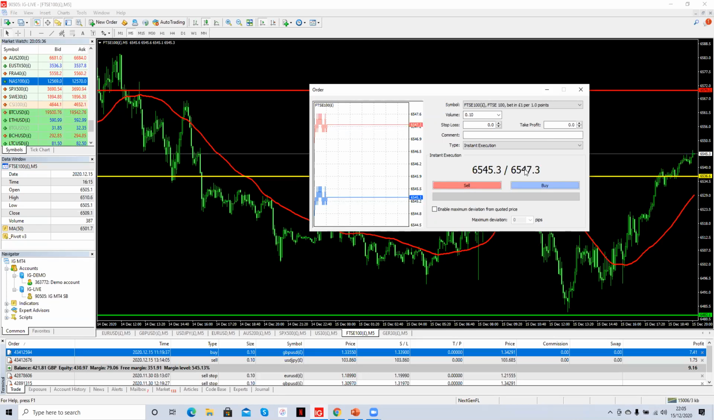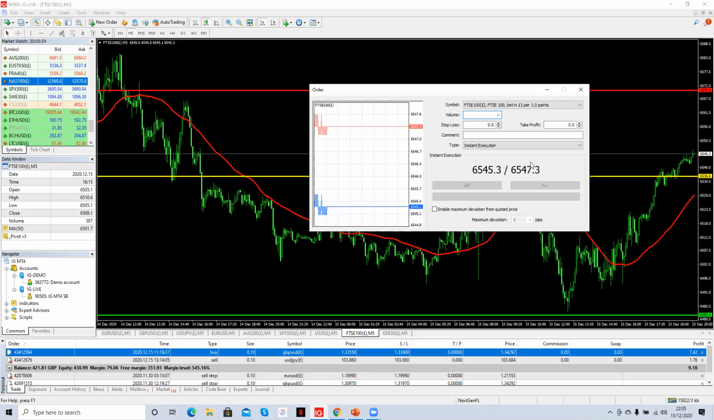Okay. So if it goes up to 48, it's gone up 1 pip, 49, 2 pips. So it's already told you here that it's £1 per point. So if you do a volume of 1, that means you're risking £1 per point. And again, it's just the same thing.